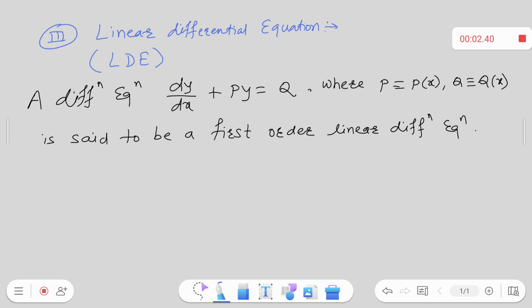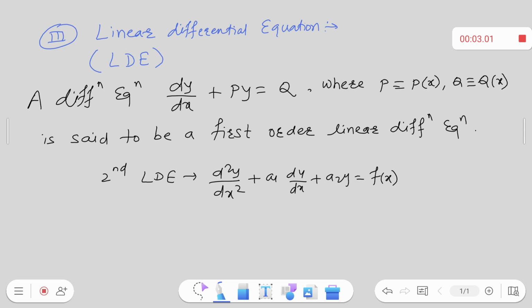So the second order linear differential equation: d2y by dx square plus a1 dy by dx plus a2y is equal to some function of x. Second order linear differential equation. Now see here, the degree is the same. Degree of each term is 1 and the order goes on decreasing. So you may write your differential equation in increasing order also: a2y plus a1 dy by dx plus d2y by dx square. Second order.